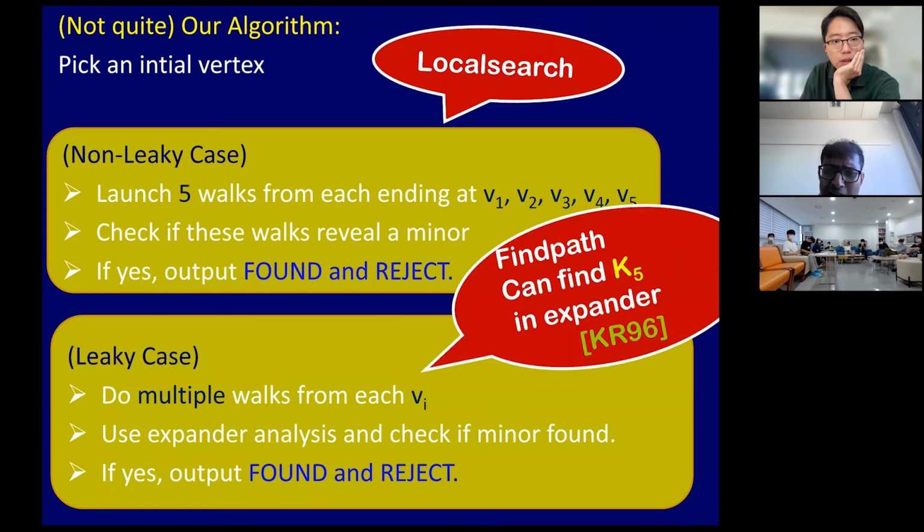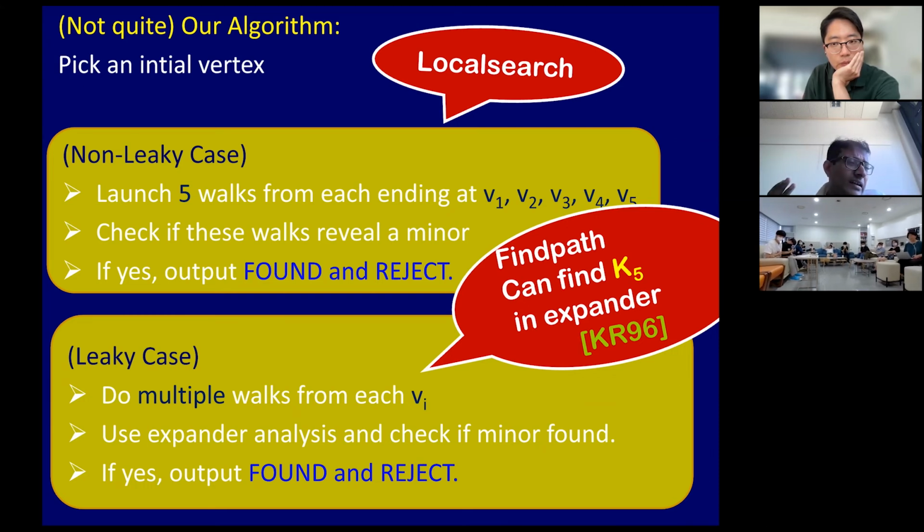The latter phase of our algorithm is called the find path phase, and similar ideas were already present in papers by Kleinberg and Rubenfeld back in 1996, where they were not interested in sublinear time algorithms for this problem, but nevertheless they showed you can find minors inside expanders using similar arguments. So that's pretty much all I had to say about the one-sided variant.